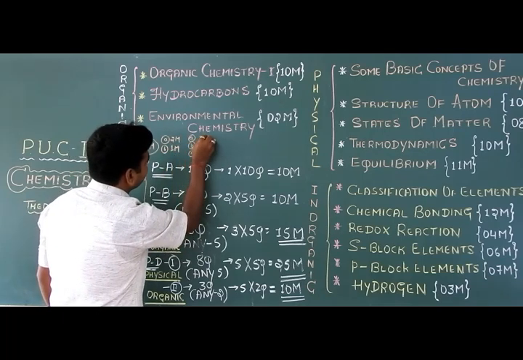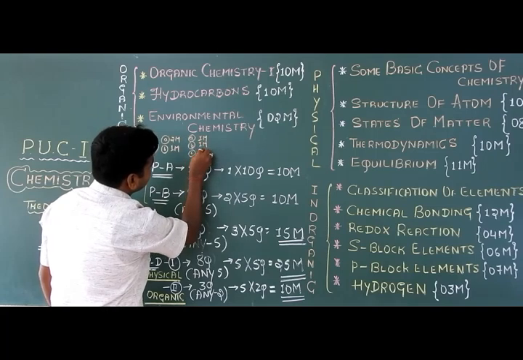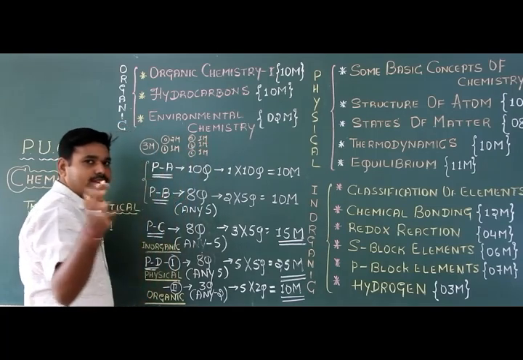So A carries 1 mark, B carries 1 mark, and C carries 1 mark. 1 plus 1 plus 1, total 3 marks, students.